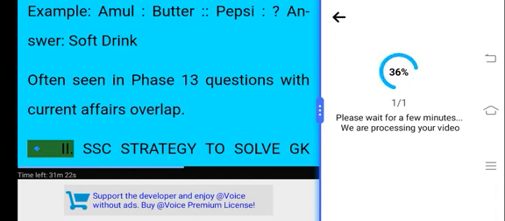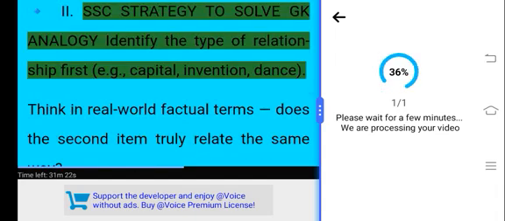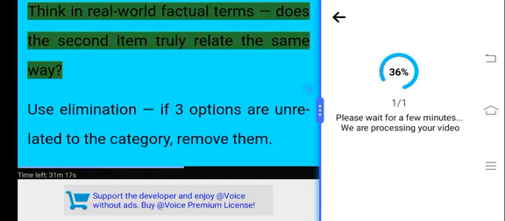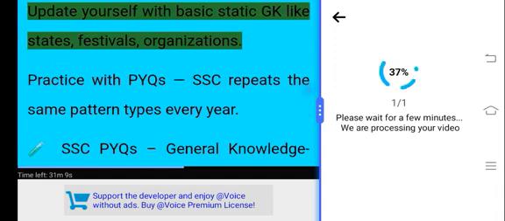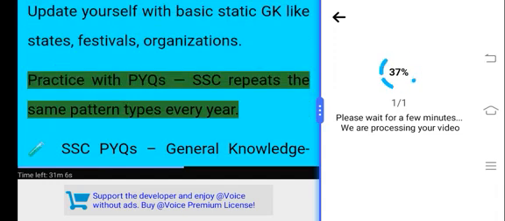SSC strategy to solve GK analogy. Identify the type of relationship first, e.g., capital, invention, dance. Think in real-world factual terms. Does the second item truly relate the same way? Use elimination. If three options are unrelated to the category, remove them. Update yourself with basic static GK like states, festivals, organizations. Practice with PYQs. SSC repeats the same pattern types every year.